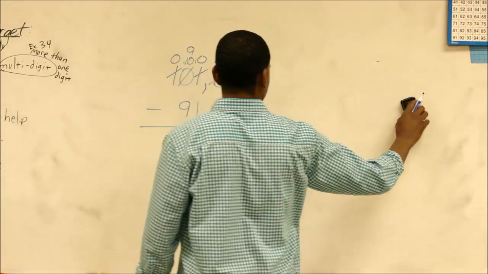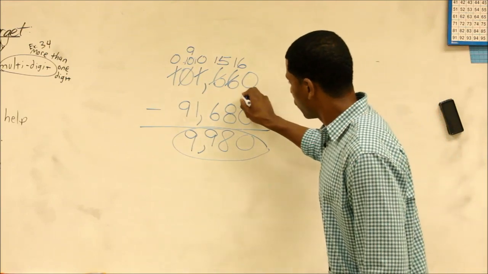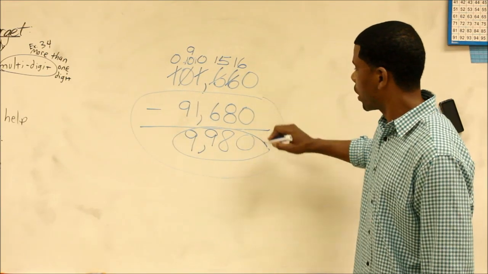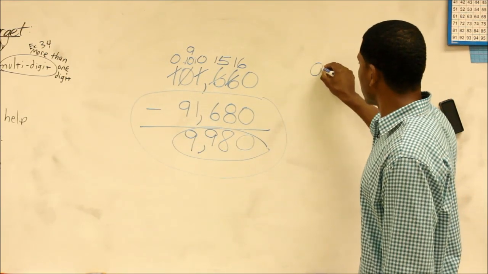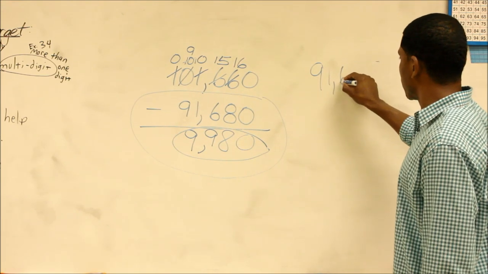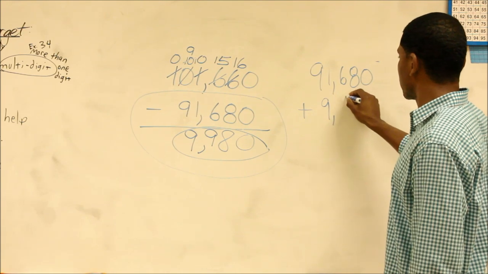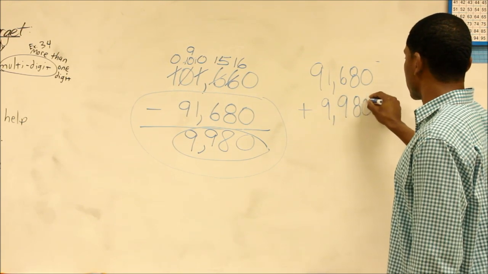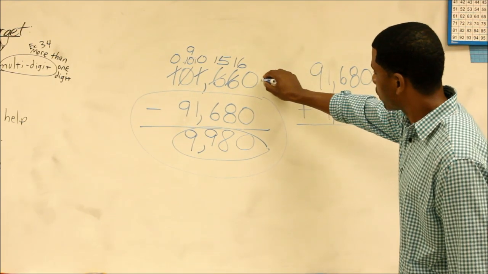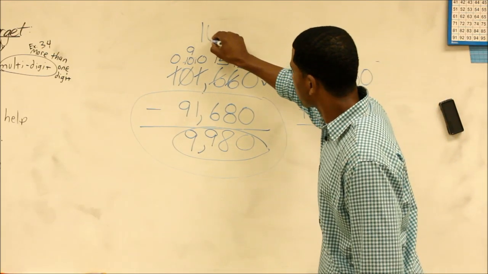So what I'm going to do is just move over here to the side. And I'm just going to use these numbers here to check my answer. I'm going to add that up. 91,680 plus 9,980. Simply add that up. And I want to make sure I have this number here. Just write a little clearer for you.